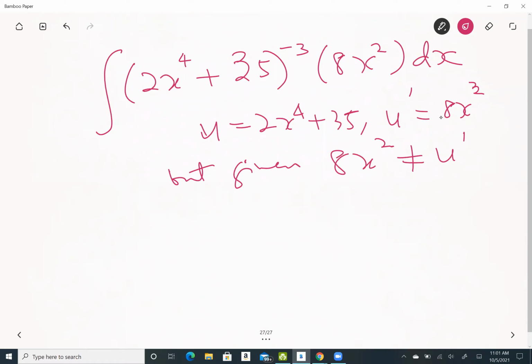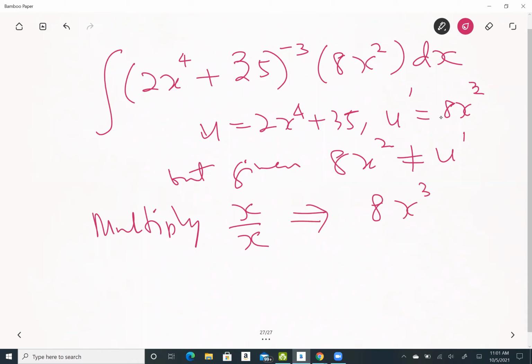X over x. One suggestion, you multiply by x over x. Now, question is, can we do that? Can you multiply by x over x? If we multiply by x over x, what we get is that you got 8x cubed, and then you got another x down there. Okay, now can we multiply by x over x? The answer is you cannot.